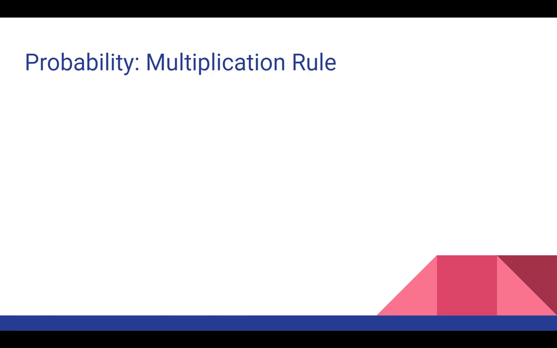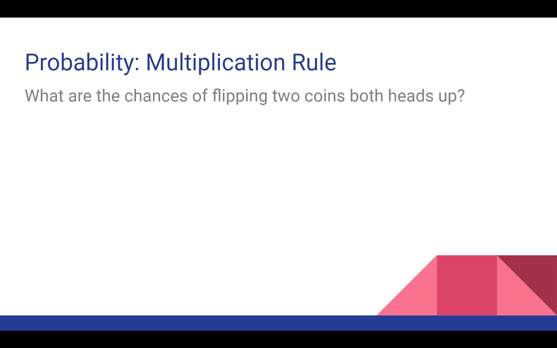So today we're going to talk about another way to determine the likelihood of certain genetic combinations using some mathematical rules. The first one is the multiplication rule. So turn for just a second and talk to somebody next to you. What are the chances of flipping two coins both heads up?